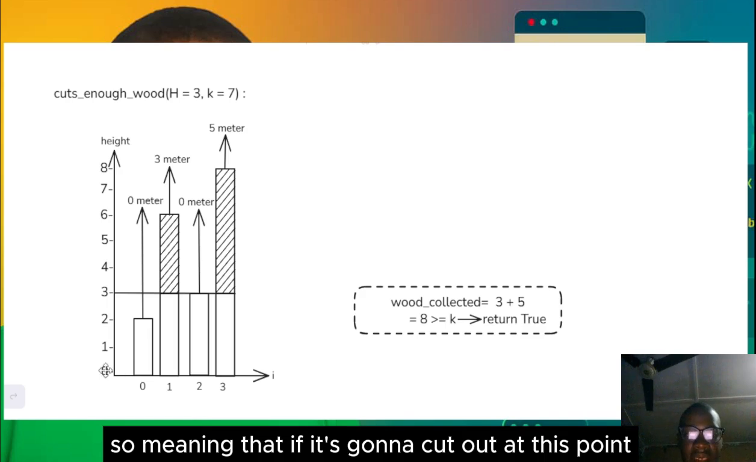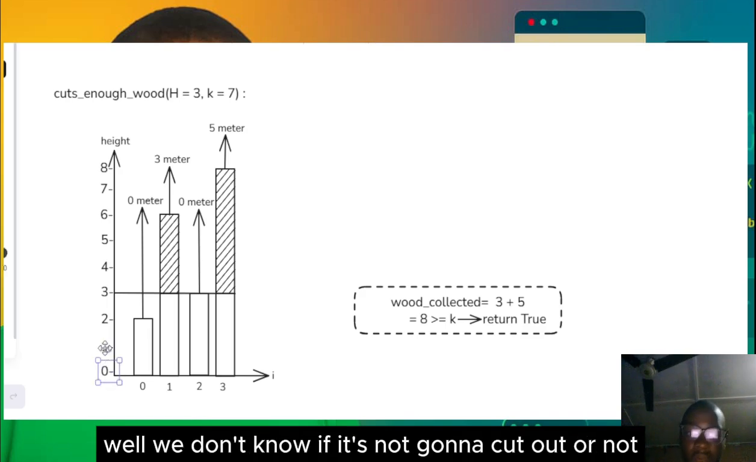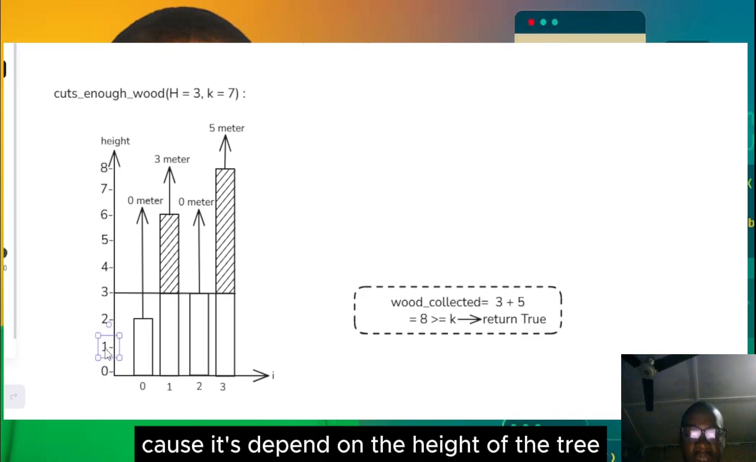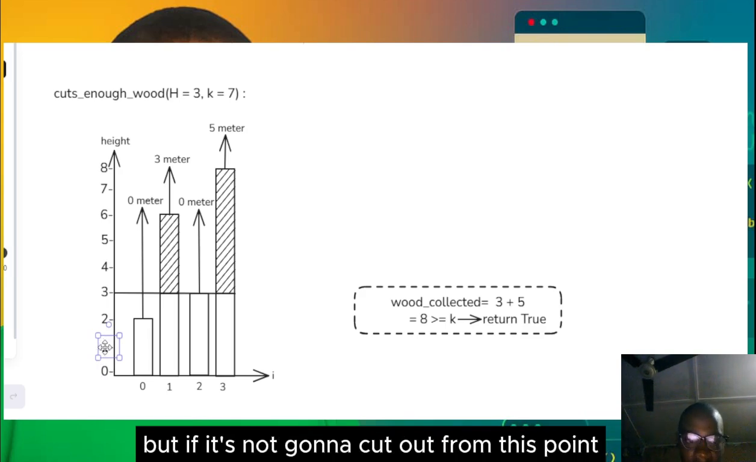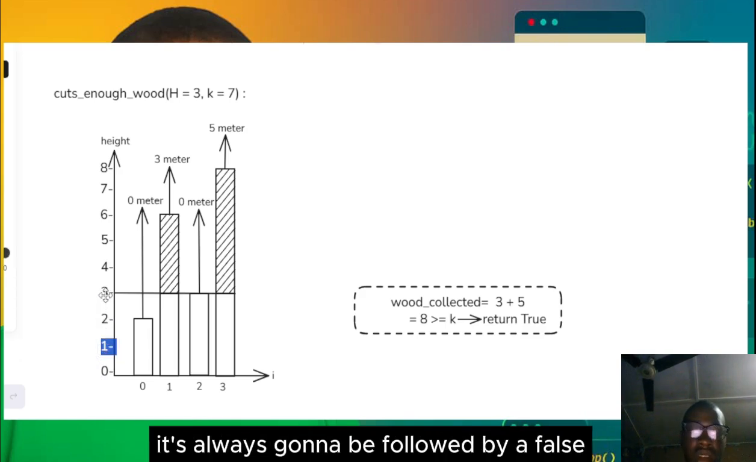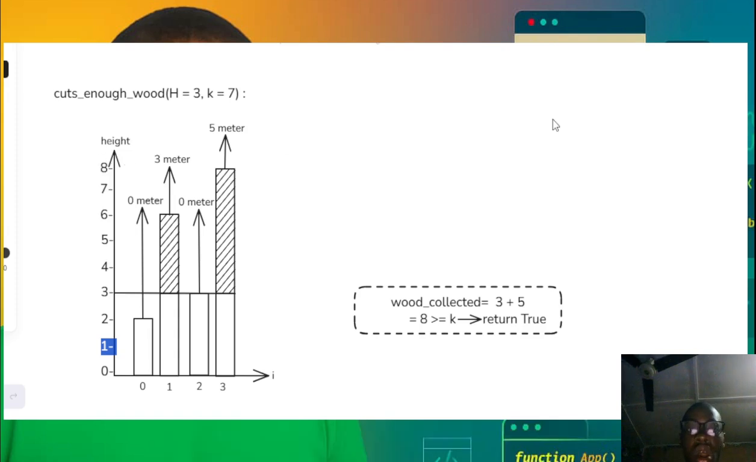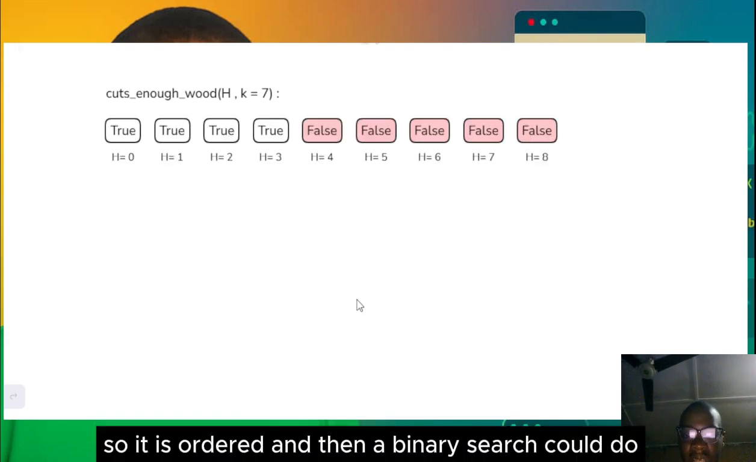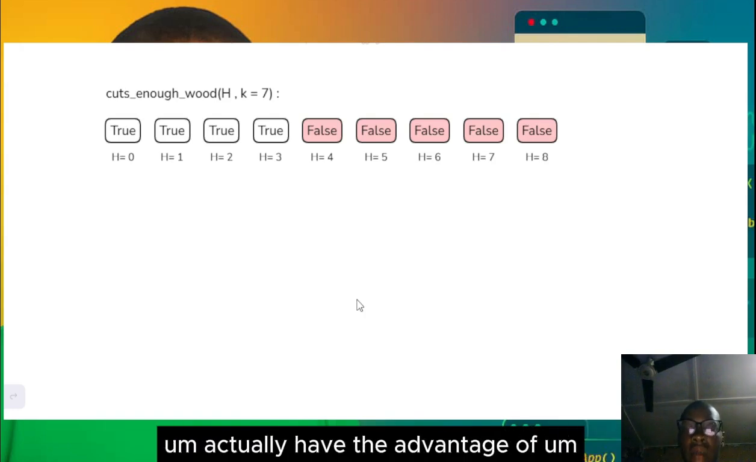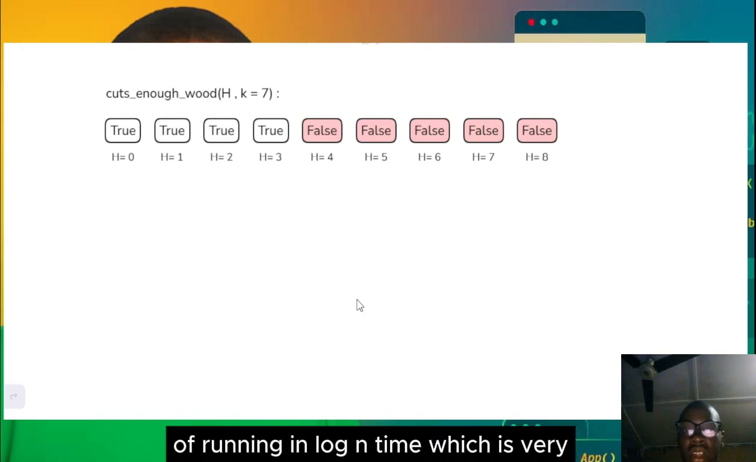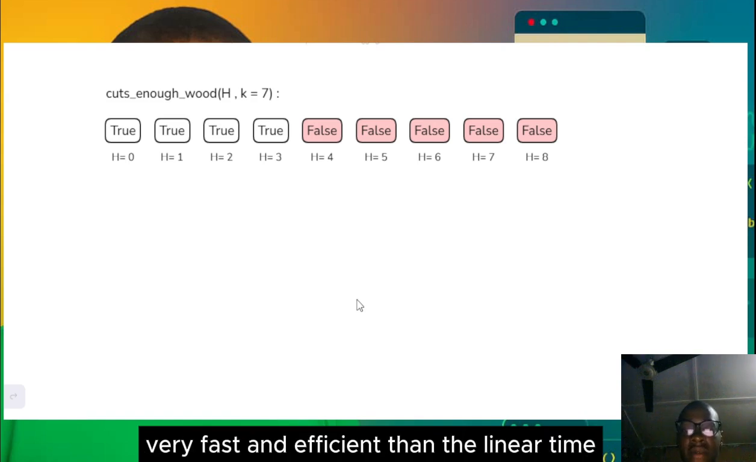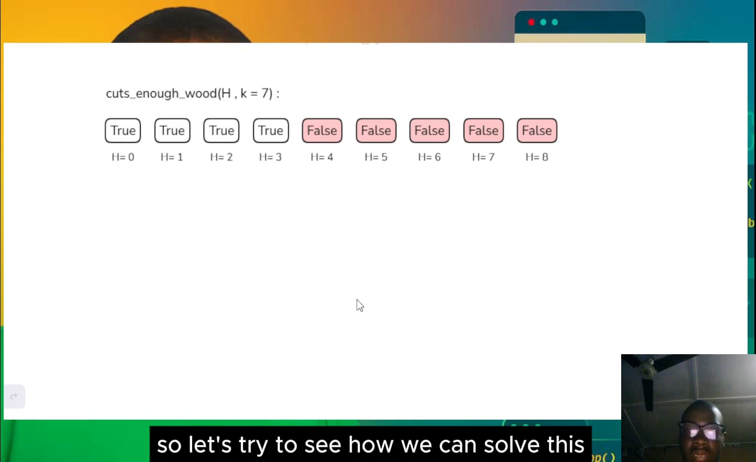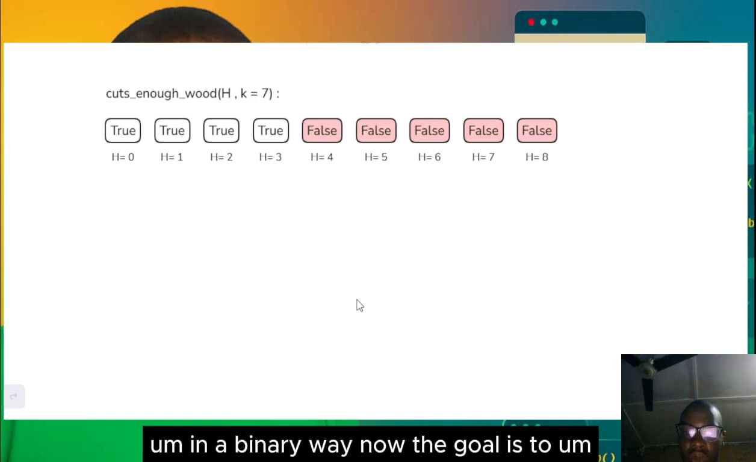So meaning that if it's going to cut out at this point, well, we don't know if it's not going to cut out or not, because it depends on the height of the tree. But if it's not going to cut out from this point, it's always going to be followed by a false. I hope you understand. So it is ordered, and then a binary search could do. And we know that a binary search actually has the advantage of running in log n time, which is very, very fast and efficient compared to linear time. So let's try to see how we can solve this in a binary way.